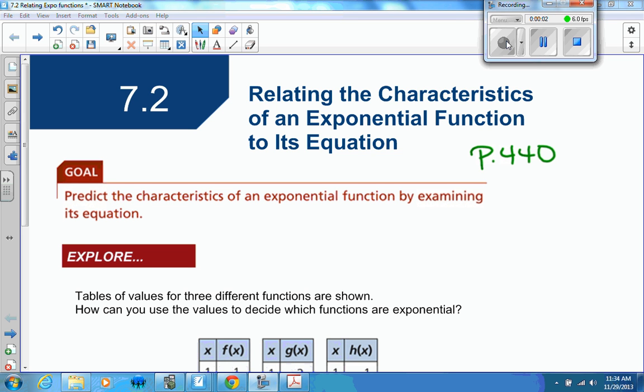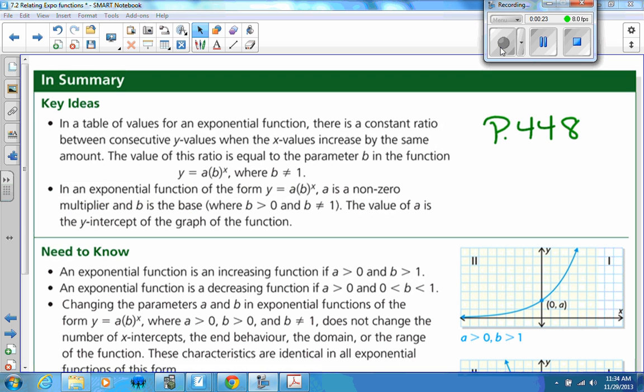Okay, let's look at section 7.2, relating the characteristics of an exponential function to its equation. You can find this on page 440 of your textbook. Like all the other videos I made, if you turn to page 448 of your text, you can look at the need to know of what we'll talk about. Okay, so on page 448, key ideas.